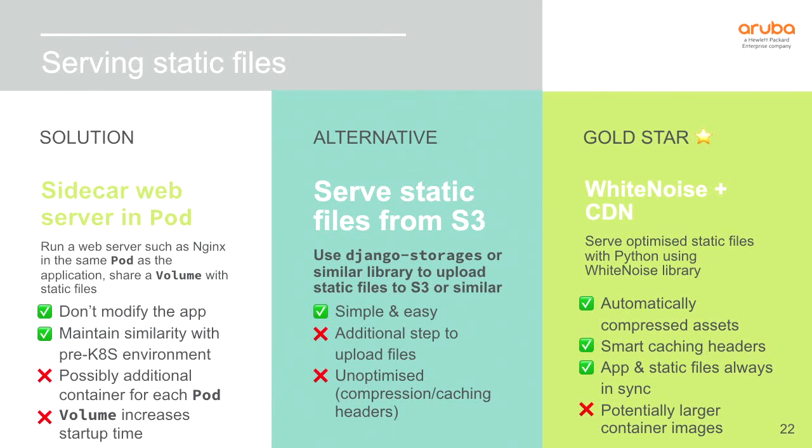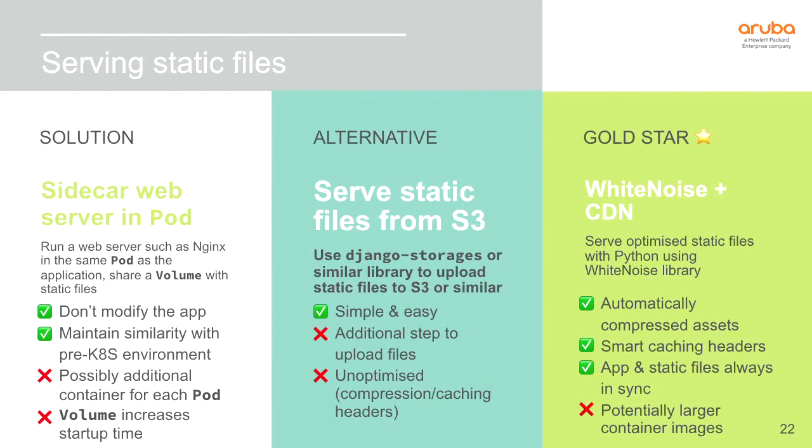An alternative, which a lot of people do, is use something like Django storages, which will basically upload your static files to S3 or something similar, and then your files are just served from there. This is super simple and easy, but it does add an additional step to your CI system, so you're going to have to upload those files. Also, there are certain optimizations in terms of compressing the static files and setting the right headers that it's not really possible with S3.